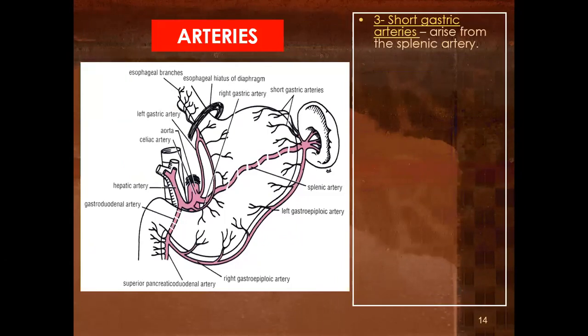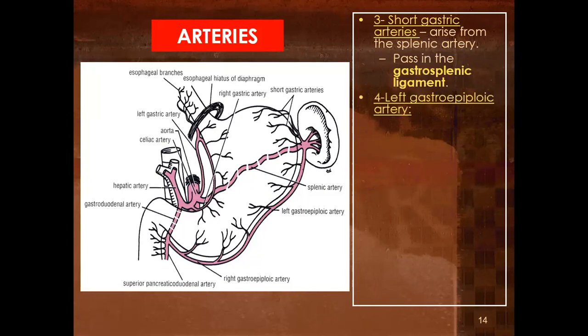The third artery is called the short gastric artery. There are multiple arteries, if you can see here. These will be supplying mainly the fundus of the stomach. These are branches from the splenic artery, which is a branch from the celiac trunk. The splenic artery gives multiple branches here, called short gastric arteries, which pass in the gastrosplenic ligament and supply the fundus of the stomach.